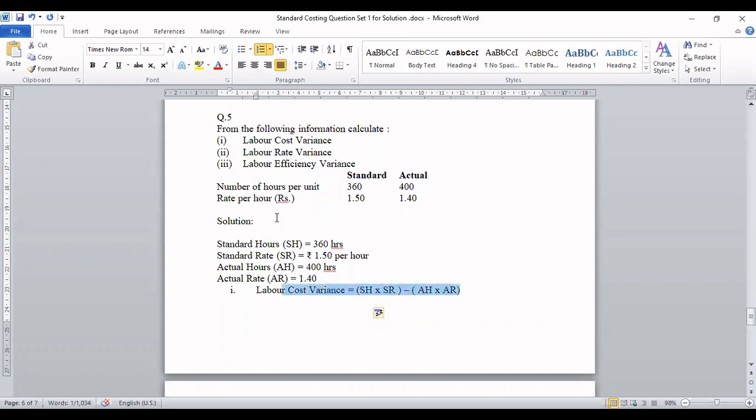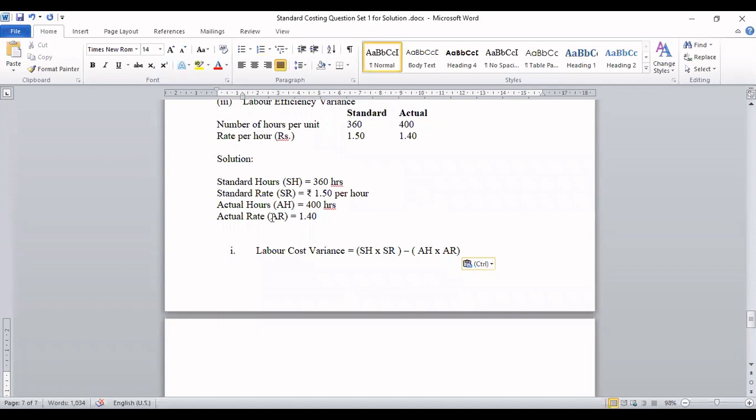360 into 1.50. Just a minute, beta. Yes, so replace the values. Just a minute. There is a page break.